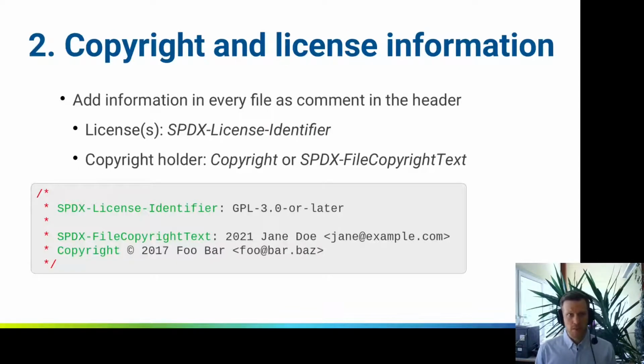Now comes the second step. We have to add information about copyright and licensing, ideally as a comment in the header of the files. And for this we have 2 tags. The first is the SPDX license identifier tag. So as we've seen with the GPL license identifier in the last slide, we have here in the example below the GPL 3.0 or later. So by this we say this file is under this license.